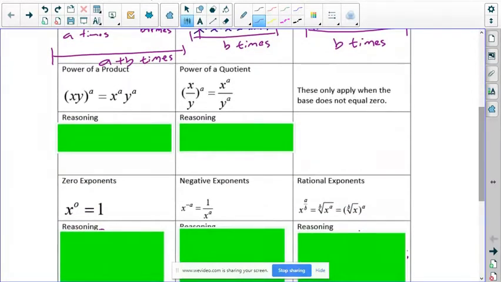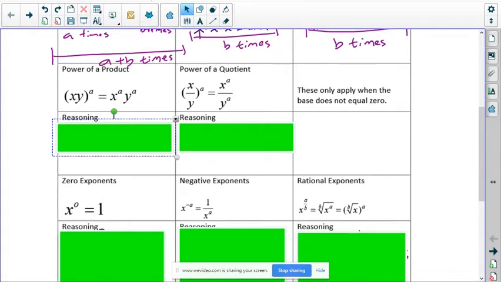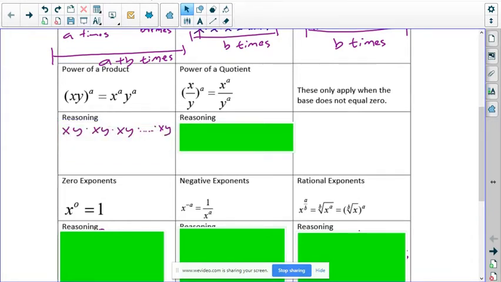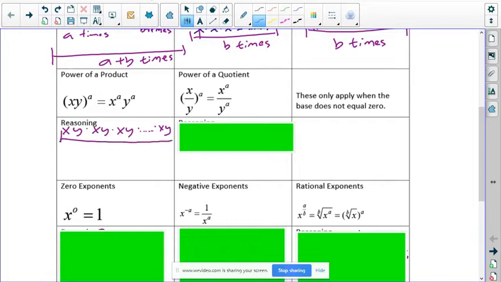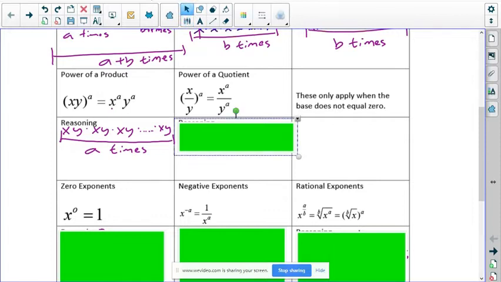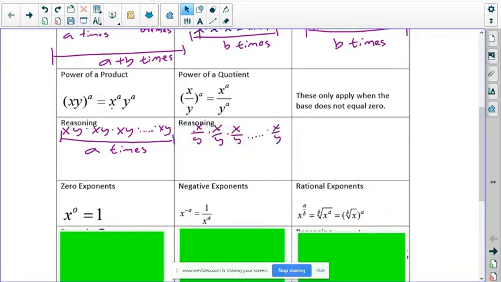When you have a power of a product, so we have x times y, the whole thing to the power of a, we can go ahead and just say that it's this product a times. So that means we have x here a times and y here a times, and they're all being multiplied, which makes us able to group them together using the commutative property and get x to the a times y to the a.